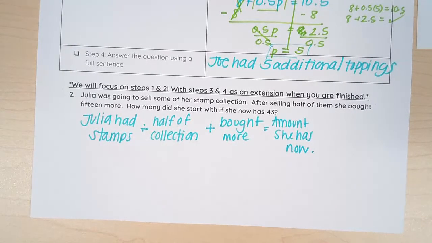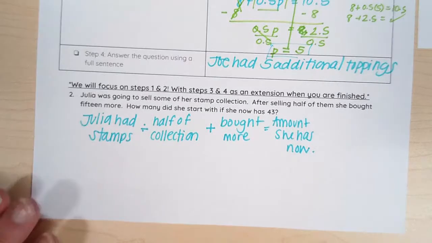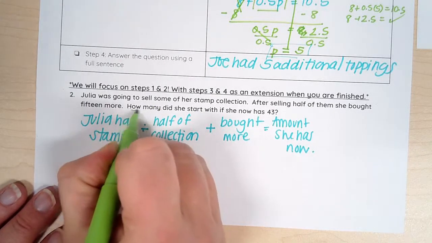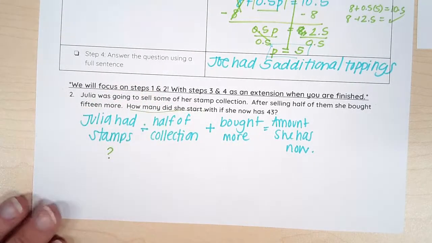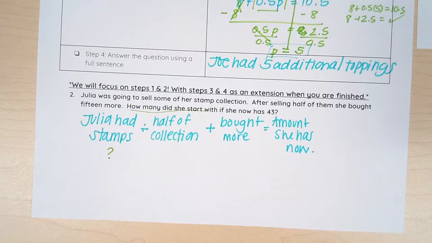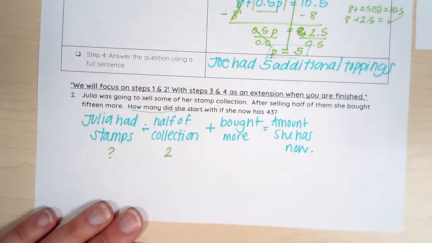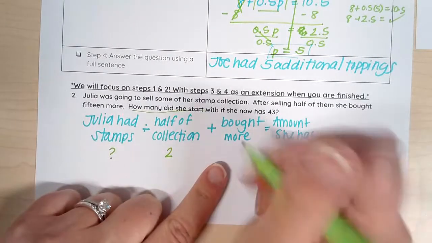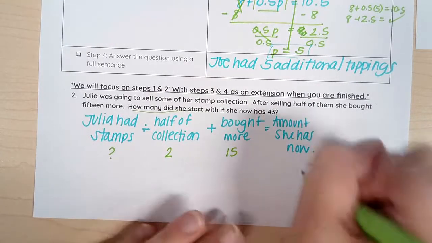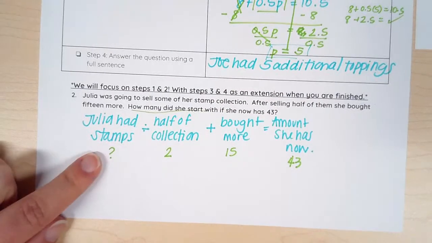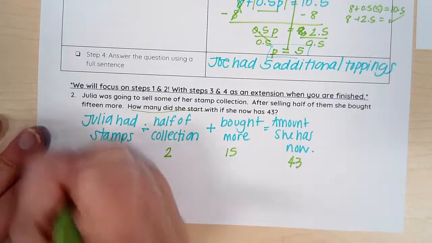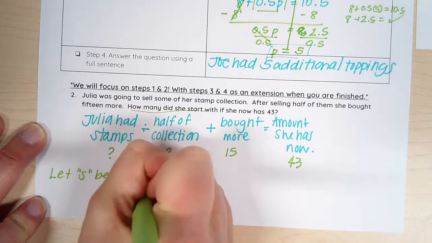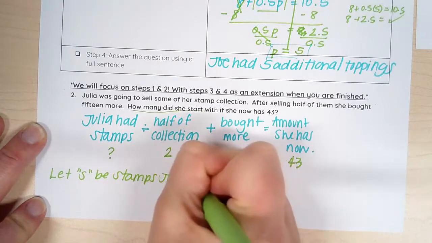Okay, so I go ahead and think about what information I have and what I don't. Julia had stamps. I don't know that. That's our question. How many did she start with? I don't know. Half of the collection. So if she lost half, that would be dividing by 2. Then she bought more. It tells us that she bought 15 more and that she has 43 now. So my let statement will be how many Julia started with. So I'll say let S be stamps Julia started with.